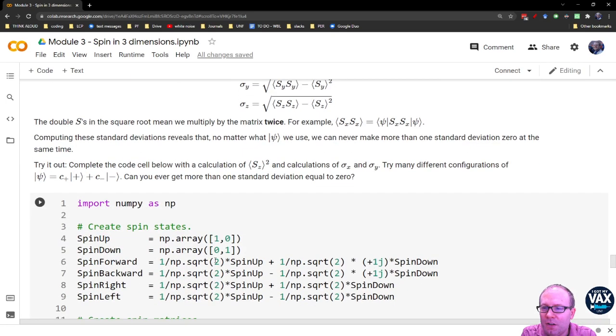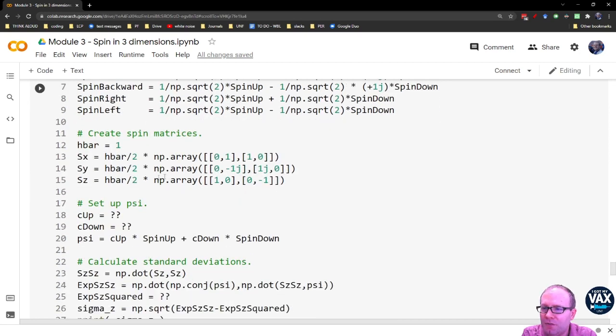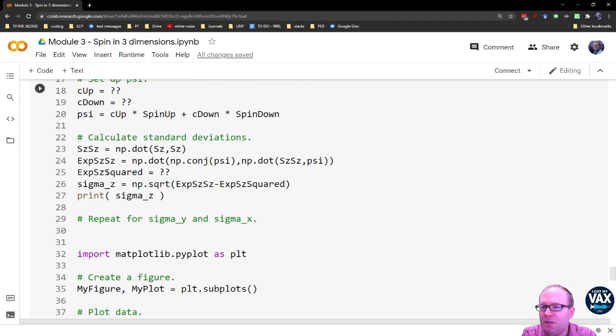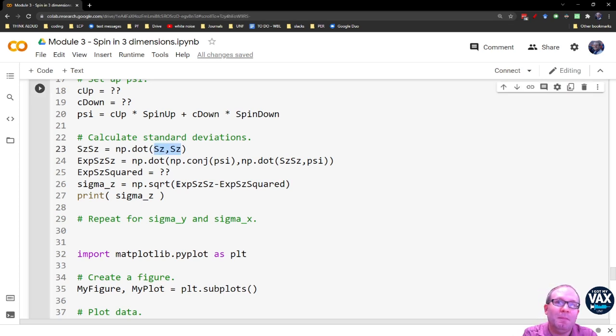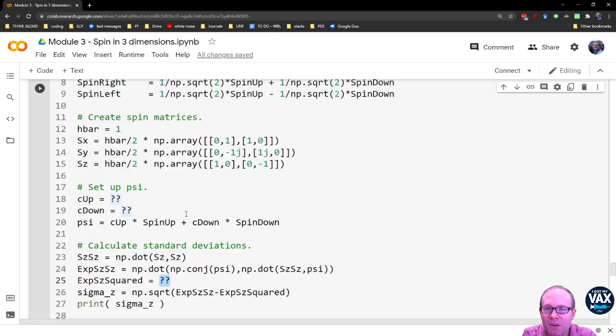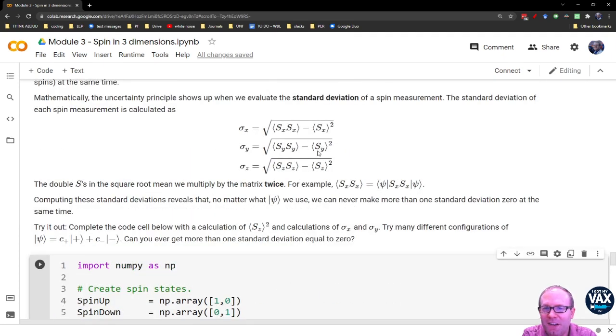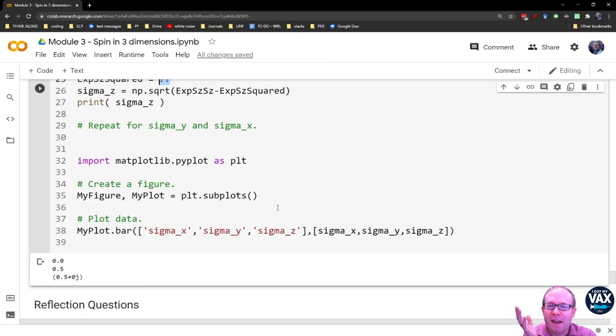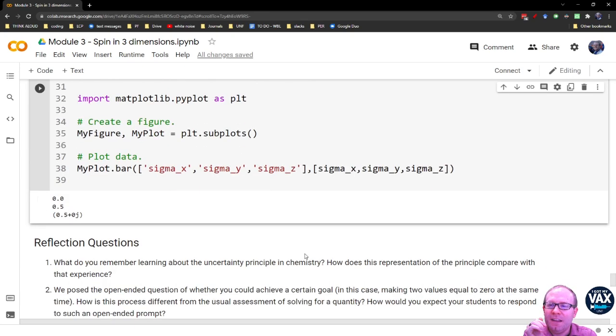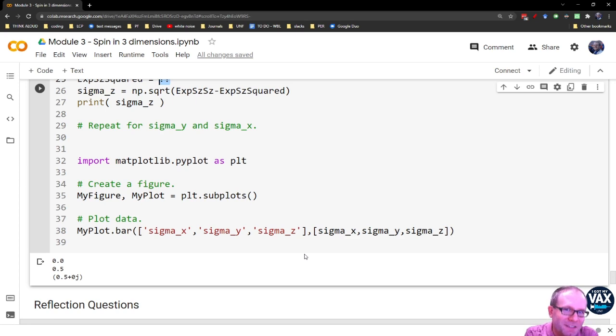So for example, you can do this in the code down here. We've got for you the matrices. We want you to set up the psi, and we've got the expectation value of the first piece, the Sz times Sz. So you notice we've got just Sz multiplied by Sz here, and then we place that into our calculation here with the sigma. We're asking you to repeat that process for sigma y and sigma x, and we're also asking you to fill in the second expectation value where you take the square of the expectation value here. You actually have that already calculated in a previous cell, so you can go back up for that. And then we're just asking you to take a look at what happens with each of these sigmas, x, y, and z. Particularly, can you ever get them all to be 0 at once? Can you ever get an exact measurement in all three dimensions?